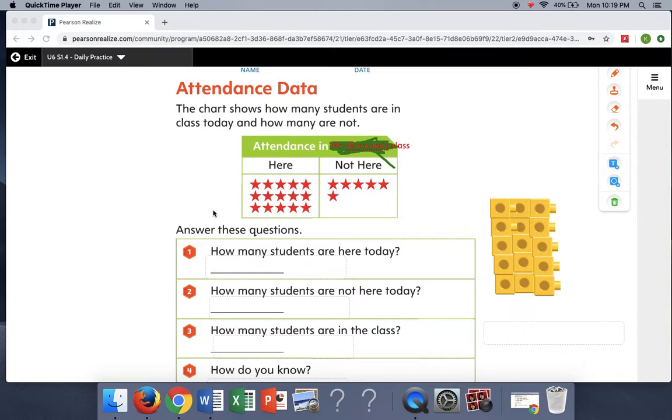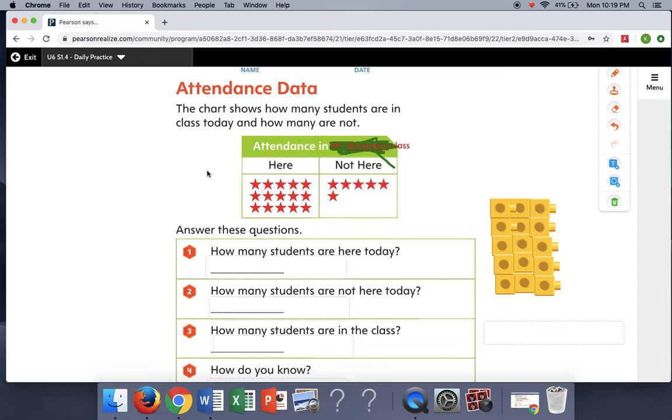Today we're going to review looking at data and answering questions when looking at a table. Once again, just a reminder that you need a pencil, paper, and a thinking cap on. Make sure you are ready to answer the following questions.